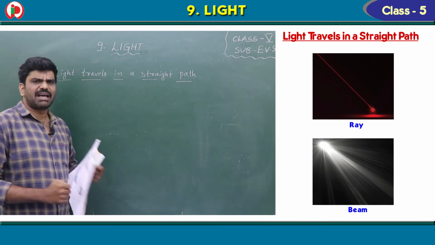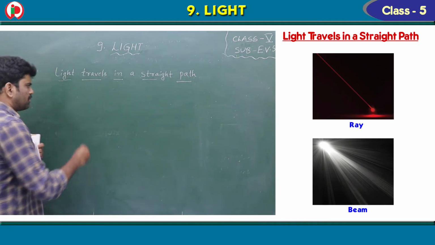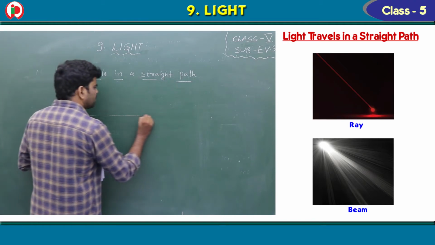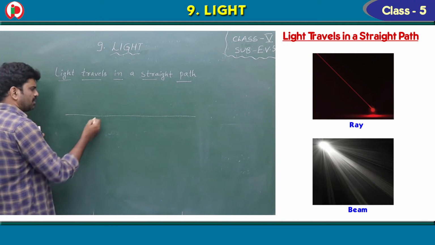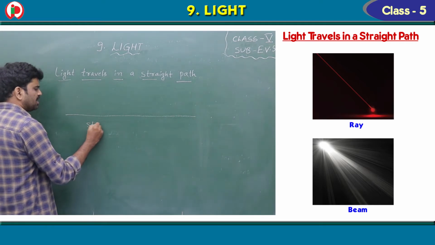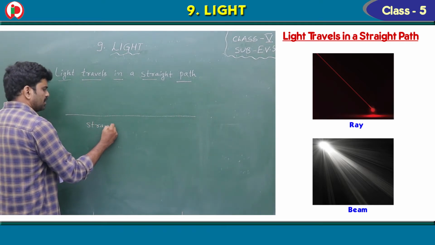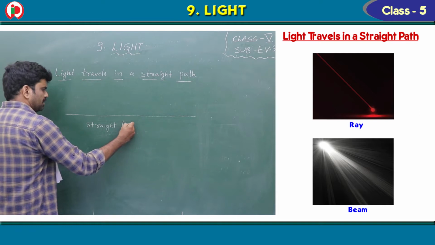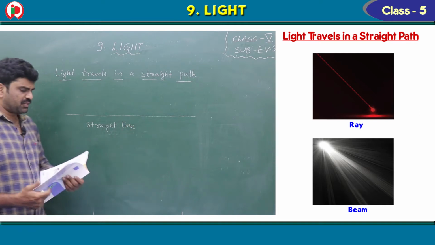Light always travels in a straight line, children. So here light always travels in a straight line. It won't bend. Light always travels in a straight line.